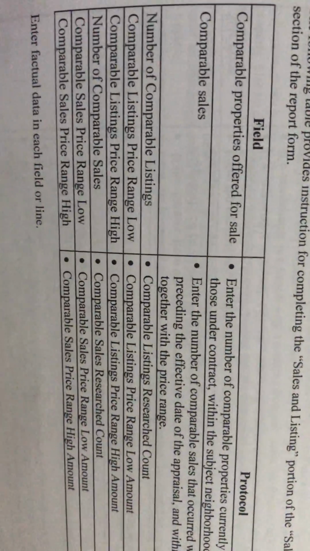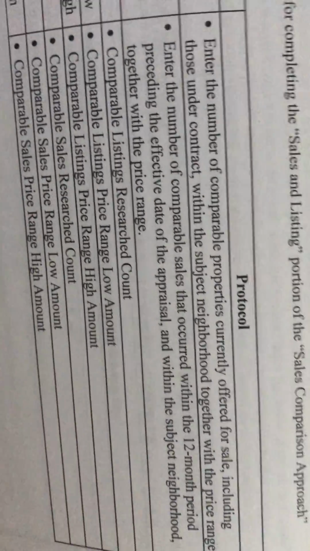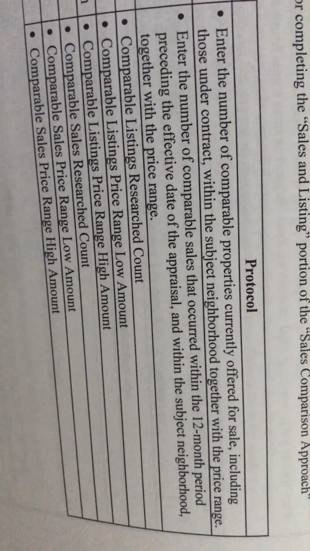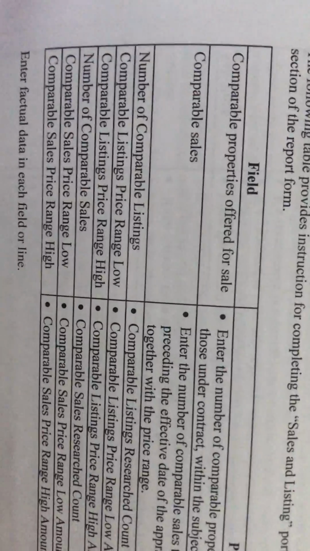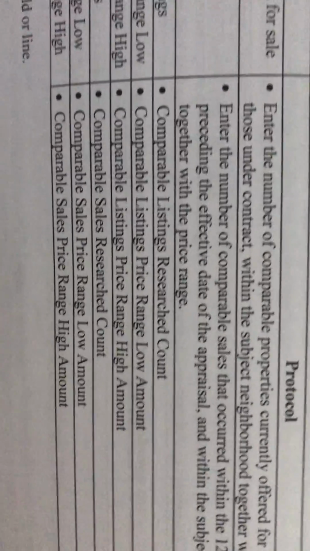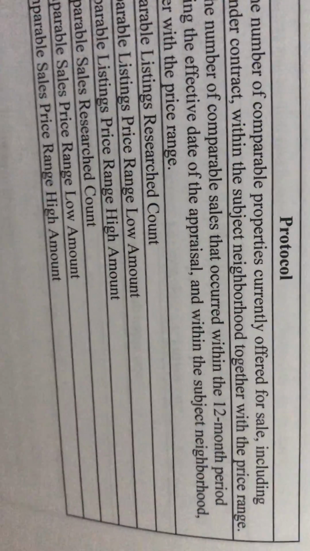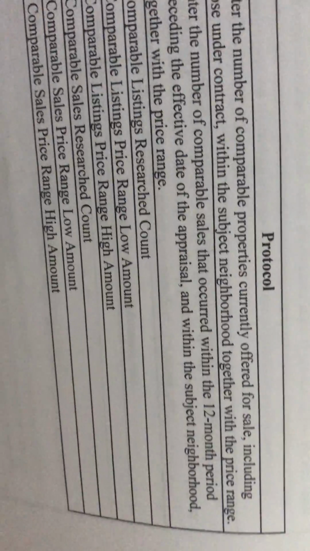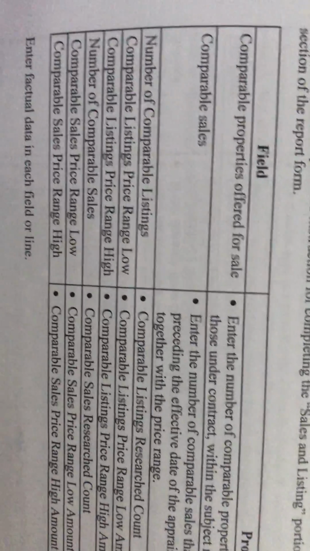Field: Comparable properties offered for sale. Protocol: Enter the number of comparable properties currently offered for sale, including those under contract, within the subject neighborhood together with the price range. Field: Comparable sales. Protocol: Enter the number of comparable sales that occurred within the 12-month period preceding the effective date of the appraisal and within the subject neighborhood together with the price range.